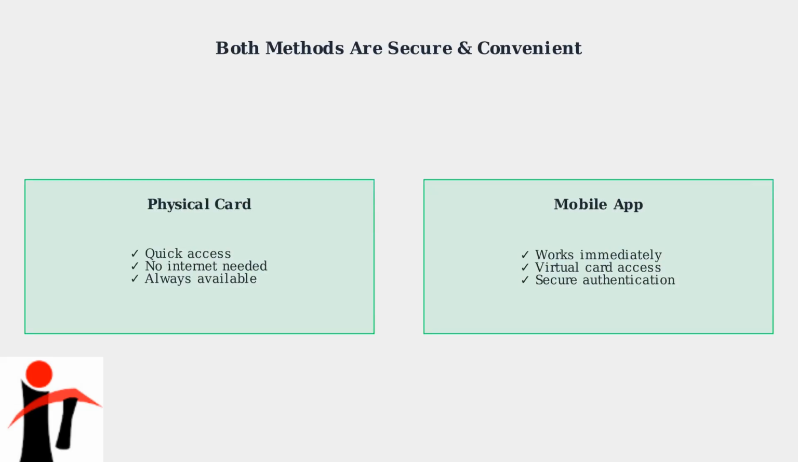The physical card method is quick and doesn't require internet access, while the mobile app method offers convenience and works immediately after card approval, even before your physical card arrives.